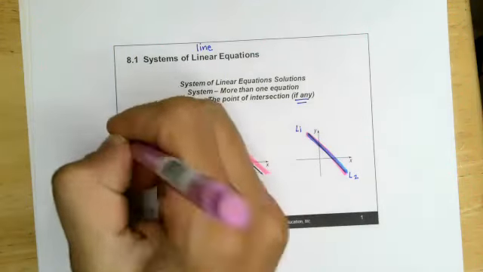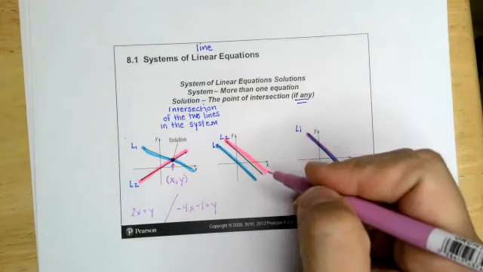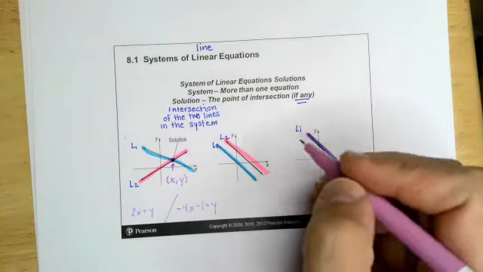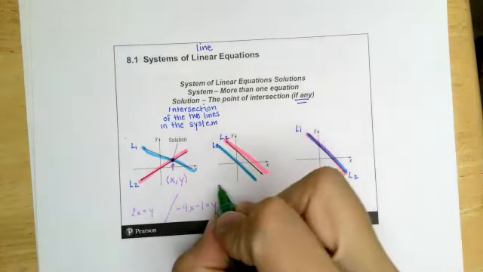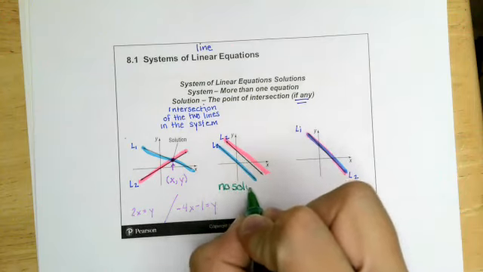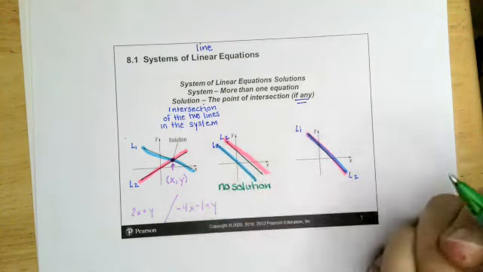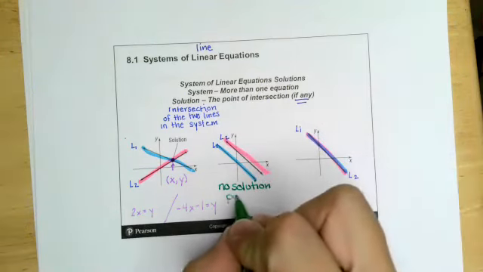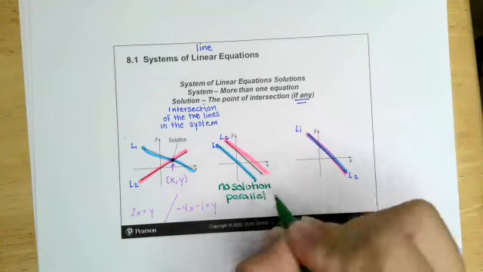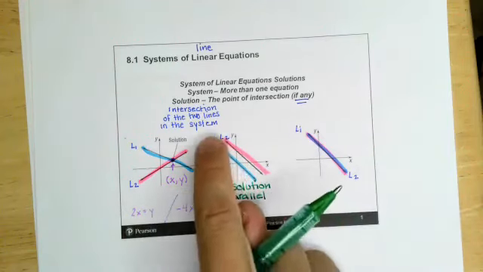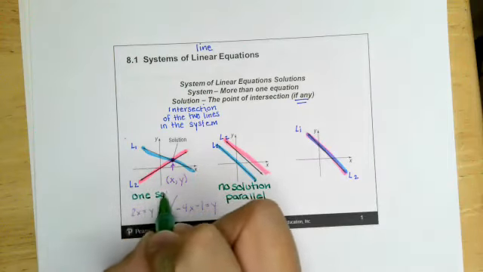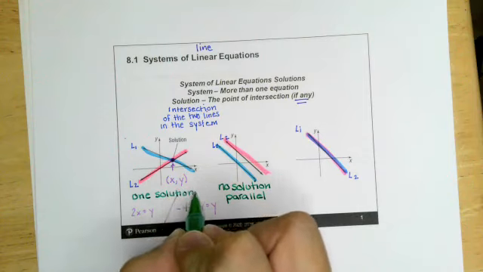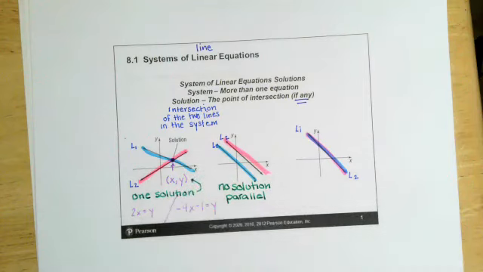That's scenario 1. Scenario 2 is they are parallel. Parallel lines never intersect each other, so this would be no solution, because they are parallel. So there will never be an x and a y point that is true for L1 and L2. This is one solution, and the one solution is where they cross, the intersection.